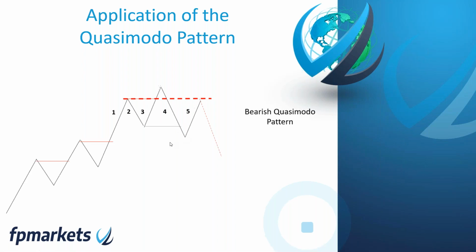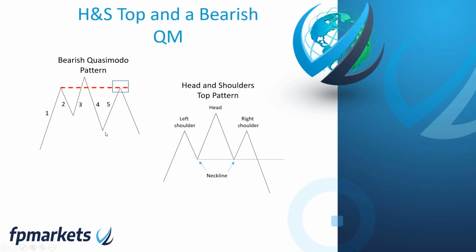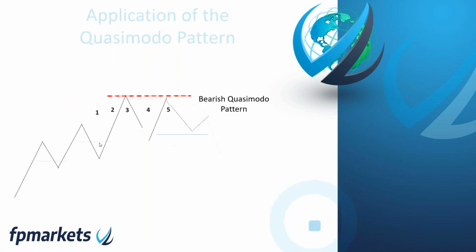Let me just switch back to that one. So if we don't have the dip between 4 and 5, which is the lower low, we're essentially dealing with a head and shoulders top. Then see, this differentiates it. We need a lower low with the Quasimodo pattern, the bearish Quasimodo pattern, of course. Okay, I hope that answers your question. Let me just squeeze across to the next one.